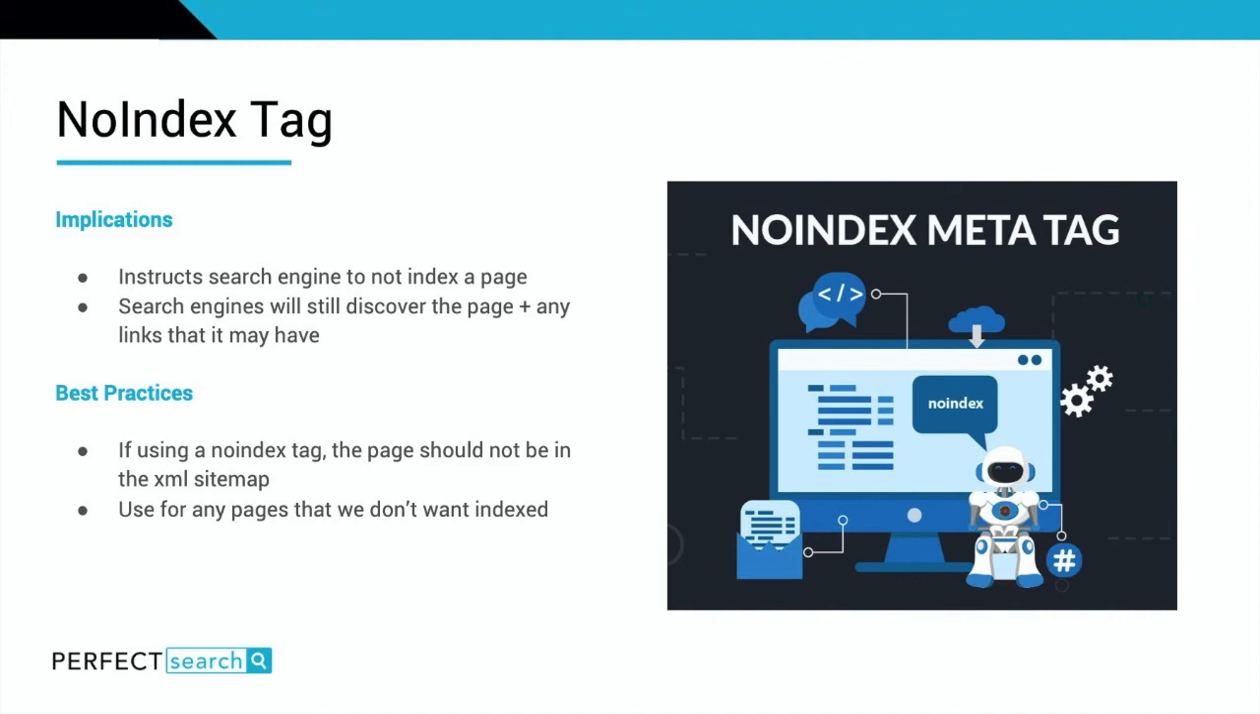So as far as best practices, if you're going to put a no index on a page, make sure you don't put it in the XML sitemap. Calling back to something I mentioned earlier, if you have a no index tag, but you also have it in the XML sitemap, you're sending contradictory signals to search engines about the value and the point of the page. So make sure that you don't have it in there.